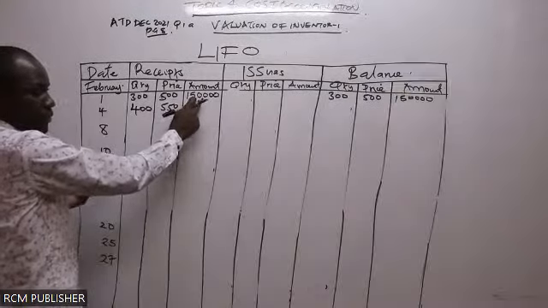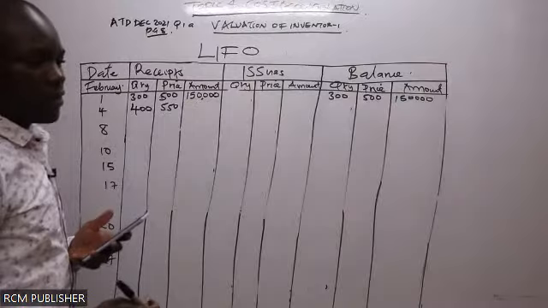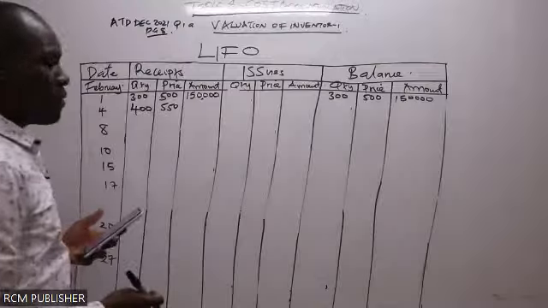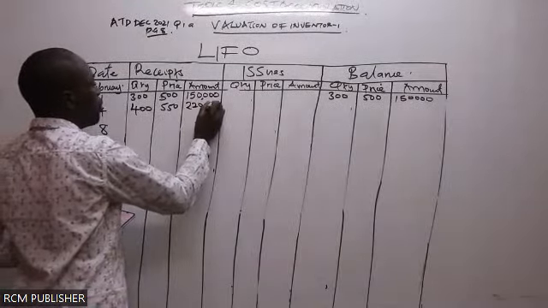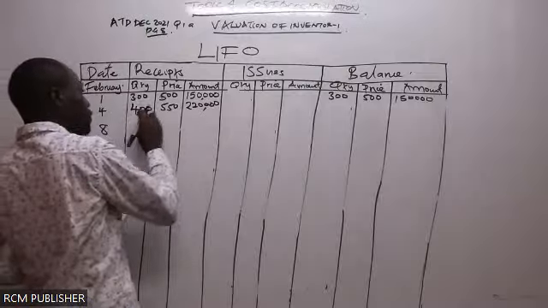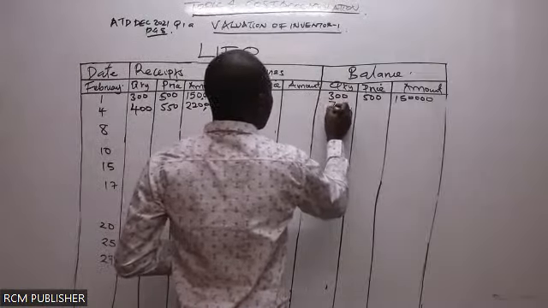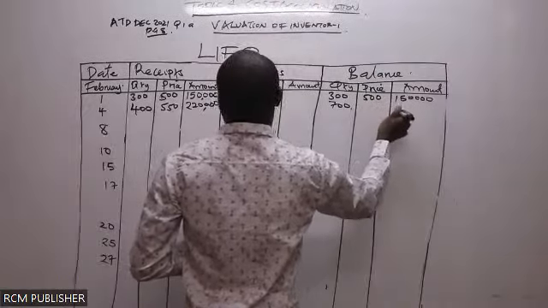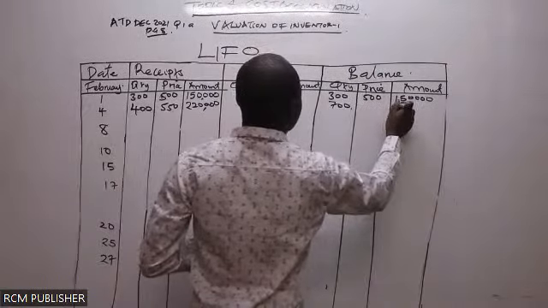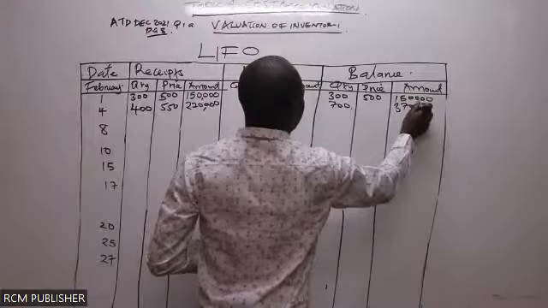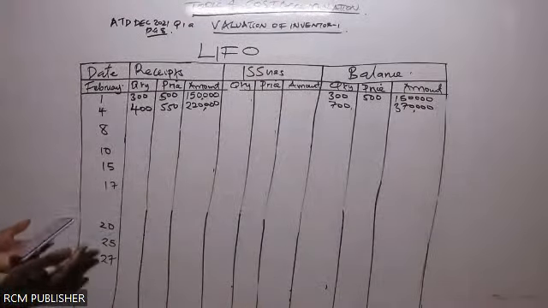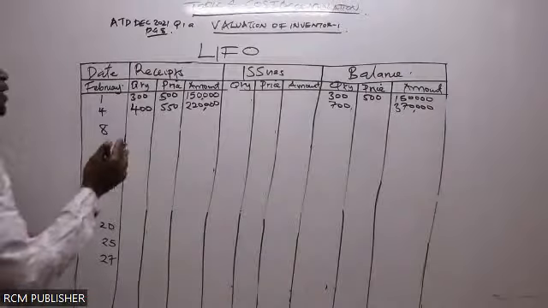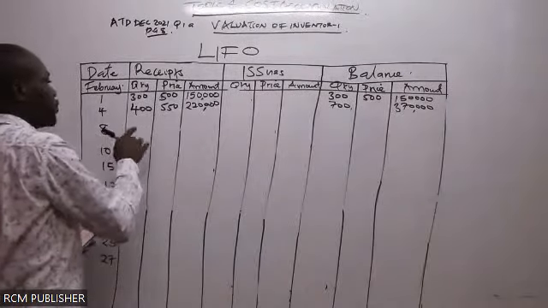What is the value? 400 by 550, we are going to have 220,000. So when we receive these goods, it increases the units to 700, and the value has now increased to 370,000. That is what we have. Some people are still wondering why they are still the same. The difference is going to appear when you are going to issue these goods.